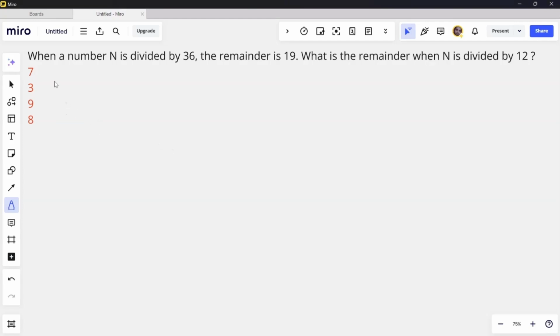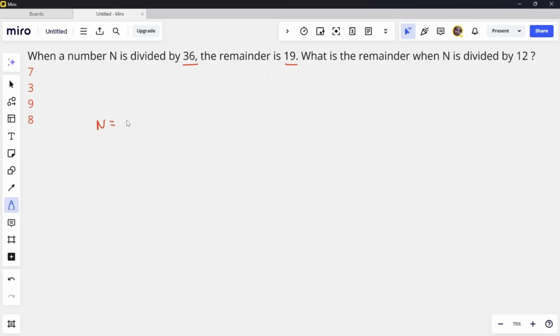So as you can see, this is our question. When a number n is divided by 36, the remainder is 19. What is the remainder when n is divided by 12? Let me tell you, when a number n is divided by 36, the remainder is 19. So let's suppose the number n is, let me tell you, which number is divisible by 36. So the remainder is 19. Let me tell you how to find this number.